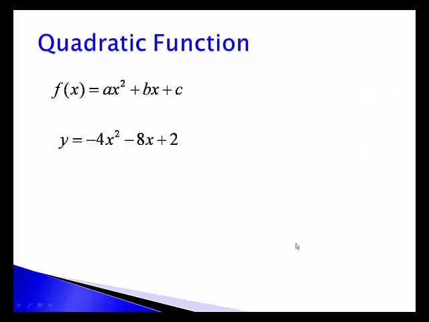Still of the same form, and this time it is y is equal to negative 4x squared minus 8x plus 2. Without doing any calculations, I hope you can tell me which way this parabola opens. Because this is negative, I know that the parabola should open down. And so here's what it looks like.